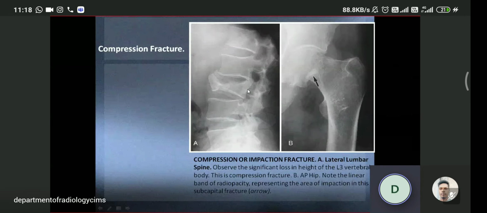Then compression fracture. Here the part of the vertebra gets compressed between the upper and lower vertebrae. So this is the compression fracture or impaction fracture.